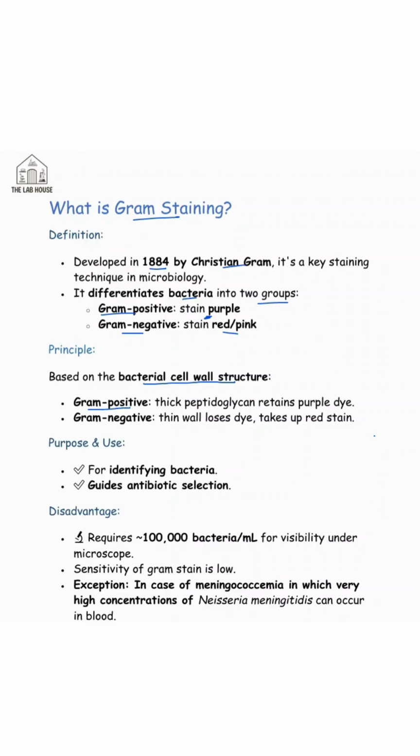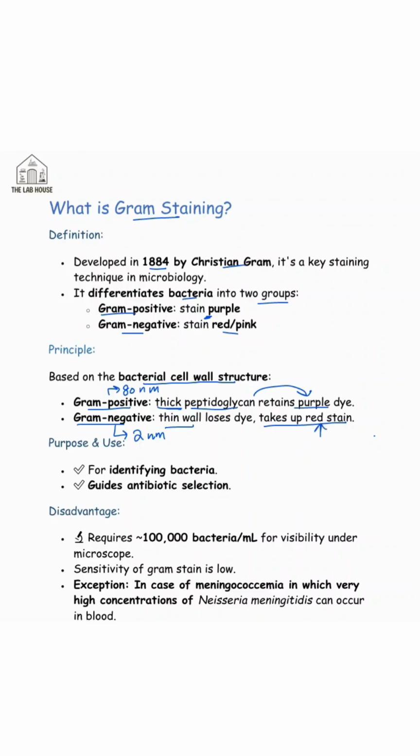As we know, Gram positive bacteria have a thick cell wall of about 80 nanometers and Gram negative bacteria have a thin cell wall of about 2 nanometers. The thick cell wall contains a thick peptidoglycan layer which retains the purple dye, and the thin cell wall loses the purple dye and takes up the counter stain, which is red in color, called safranin.